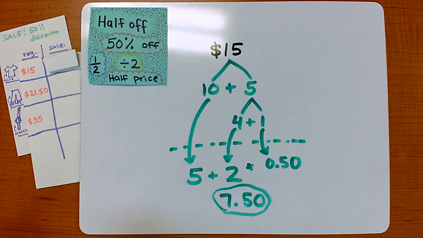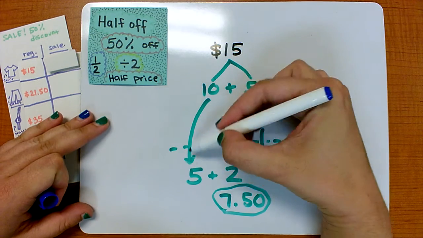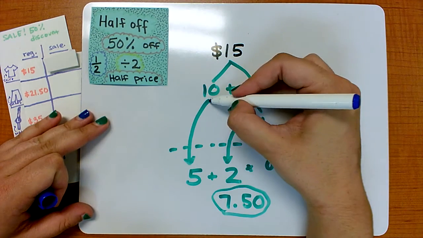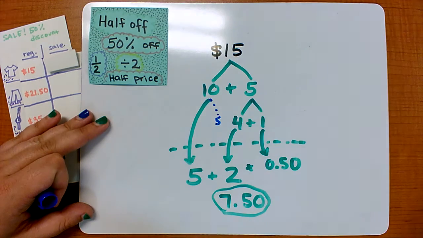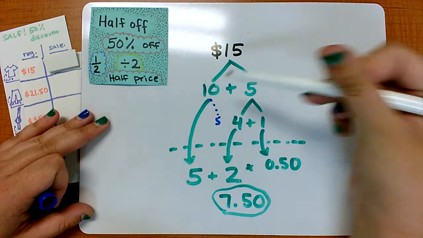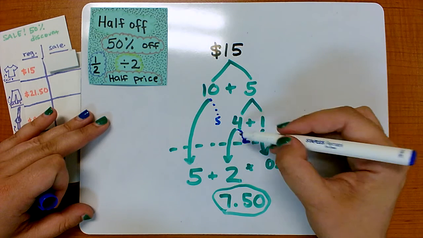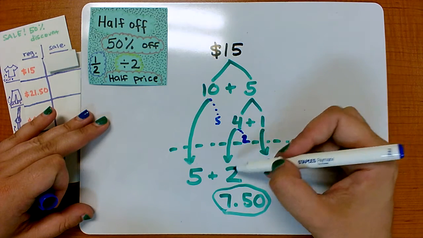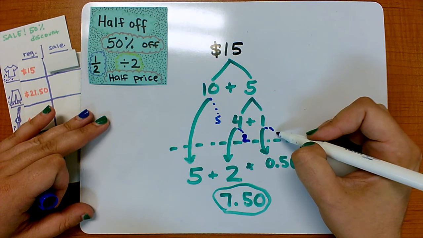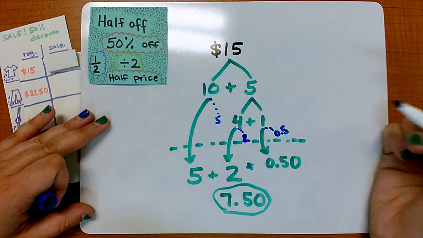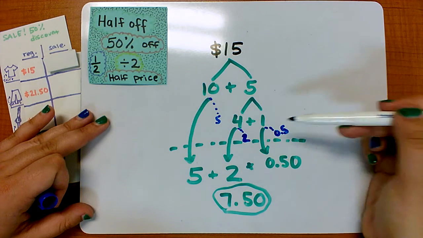Now remember, when I split these in half, I said I'm going to put half in my little dotted line area. That means there's like an invisible 5. That's the other half, right? 5 plus 5 is 10. Here there's like an invisible 2. That's the other half of 4. 2 plus 2 is 4. And there's even an invisible 0.5, because 0.5 plus 0.5 is 1.